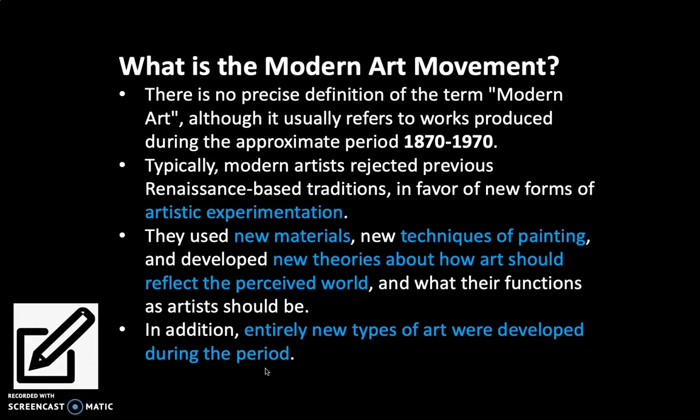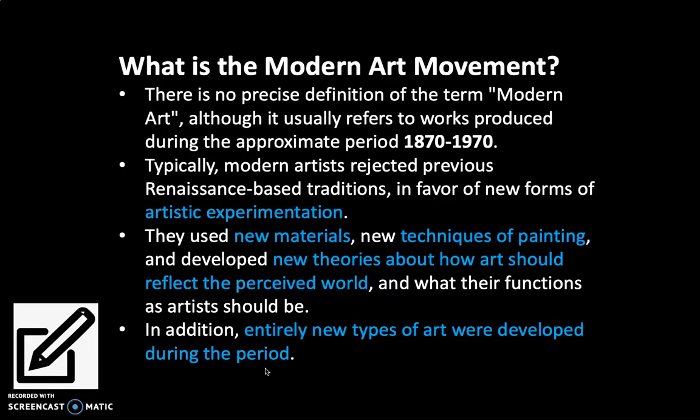Okay, so you need to write this down too. What is the modern art movement? Although there is no precise definition, the modern art movement refers to works produced in the 100-year period between 1870 and 1970. Typically, modern artists rejected previous Renaissance-based traditions in favour of experimentation. That's my favourite word. We love experimenting. So they used new materials, techniques, and they had all these different philosophical theories about how art should reflect the world. So art shouldn't be, for example, about religious ideology.